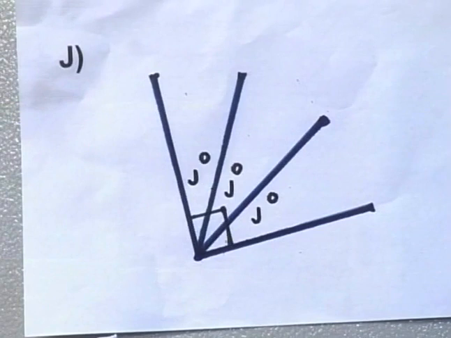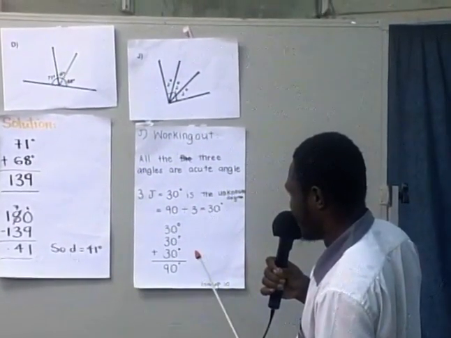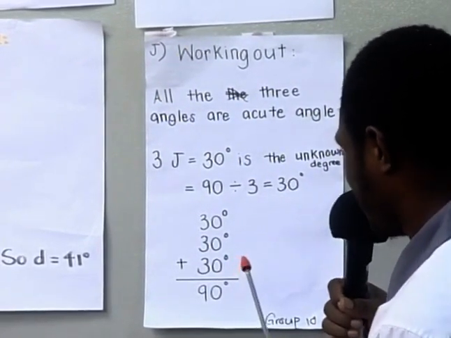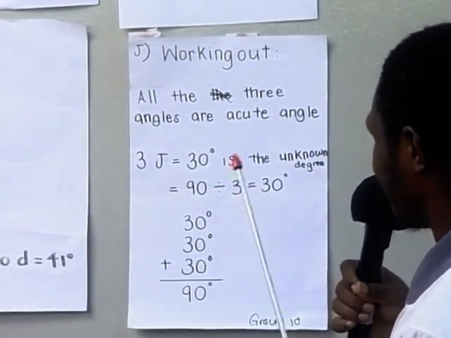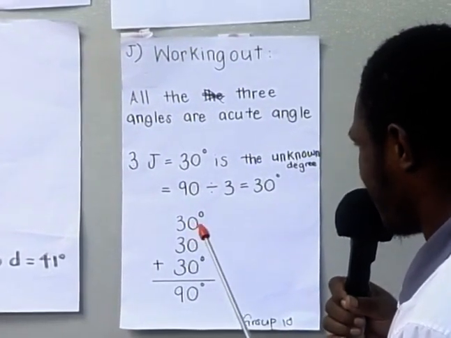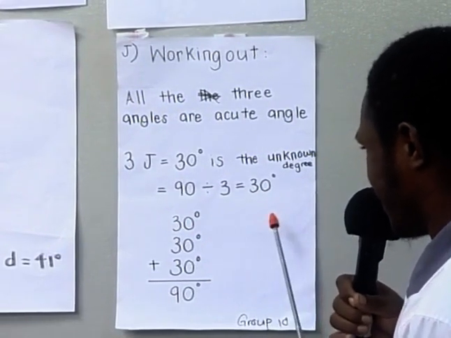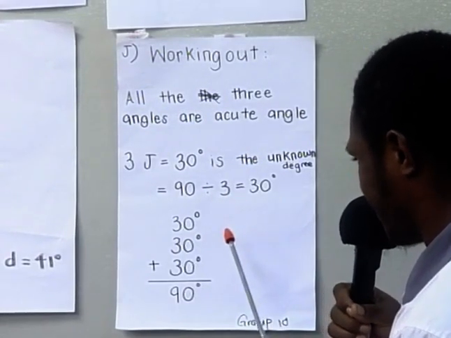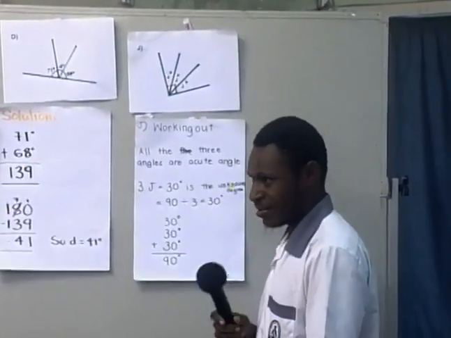An acute angle is less than 90 degrees. So all the three angles are acute angles. So 3J equals 90 degrees, and 30 degrees is the unknown degree for the three angles. So 90 divided by 3 equals 30 degrees. The three angles are 30 degrees each, so we added them and got the answer 90 degrees. Thank you, Eddie.